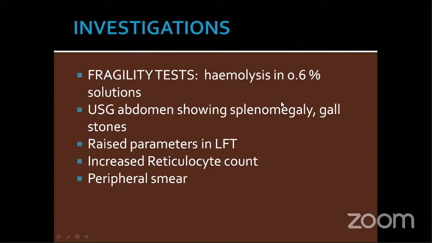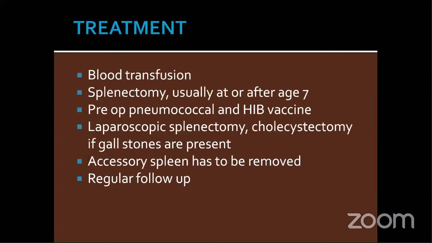Ultrasound abdomen, if you do, they will show splenomegaly and gallstones, okay. Any young subject with gallstones, you have to do complete evaluation, look for these organomegaly as well as the hematological fragility test. Peripheral smear is most useful, okay, and raised parameters in liver function test, unconjugated hyperbilirubinemia, increased reticulocyte count because of the increased turnover of RBCs. The RBCs are getting formed, they are becoming spherocytes, and they are actively getting destroyed in the spleen. So there is increased reticulocyte count, okay, and peripheral smear you have to do.